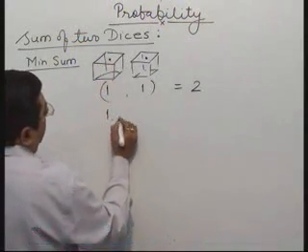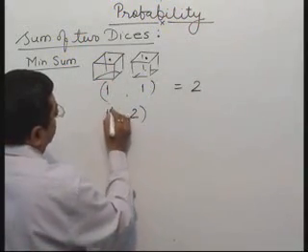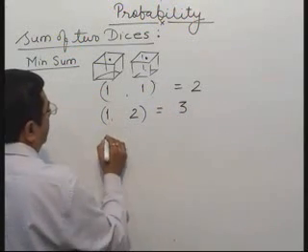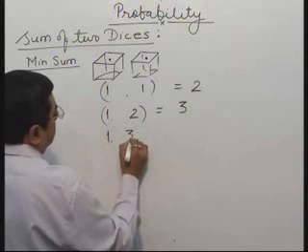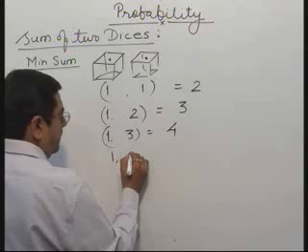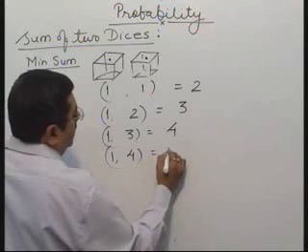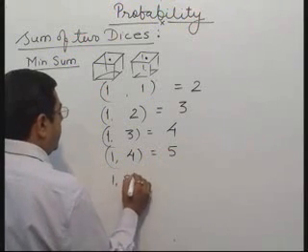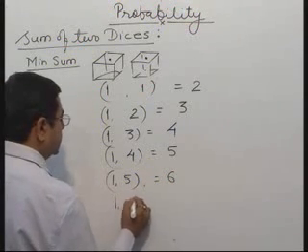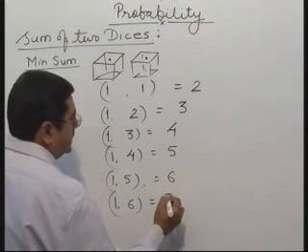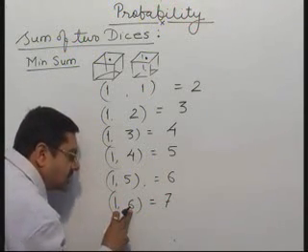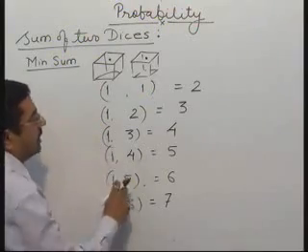Then 1 and the second die is showing 2. What is the sum total? 1 plus 2, 3. First die 1, second die 3, that is 4. Then after 3, 4, it is 5. Then 5, that is 6. Then it is 1 and it is 6. The sum total will be 7. The second die will show a maximum number of 6. This is minimum, this is maximum.